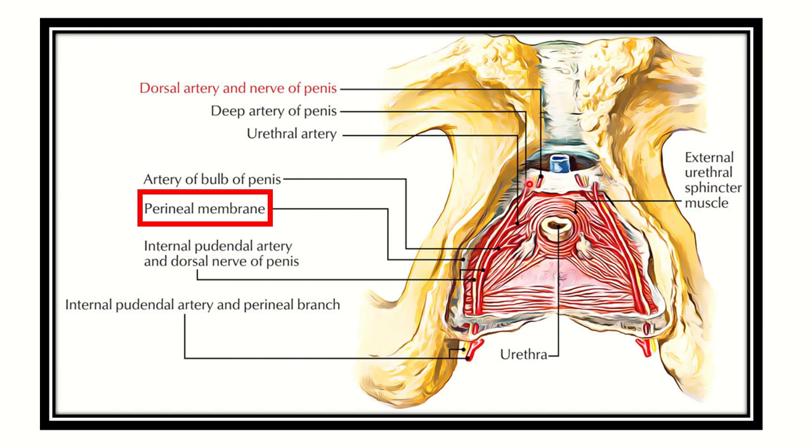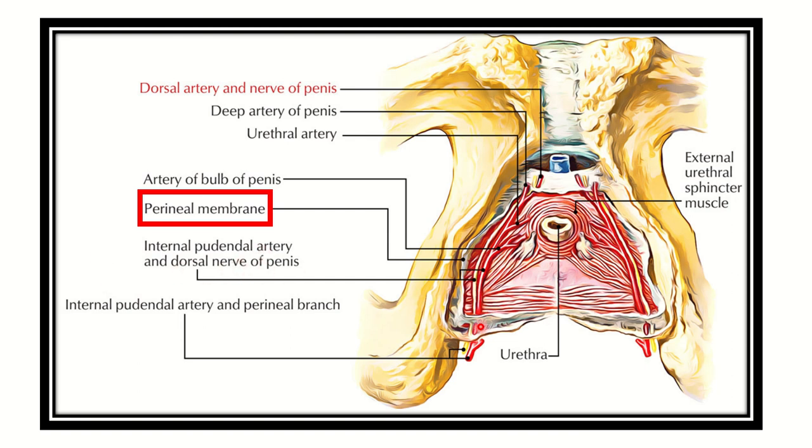Here, this is the deep artery of the penis, and the urethral artery. These are all located deep to this whitish structure, which is the perineal membrane. Then the artery to the bulb of the penis. Here we can see the artery of the bulb of the penis, and also the internal pudendal nerve and internal pudendal vessels. So here we can see the internal pudendal artery and the dorsal nerve of the penis.